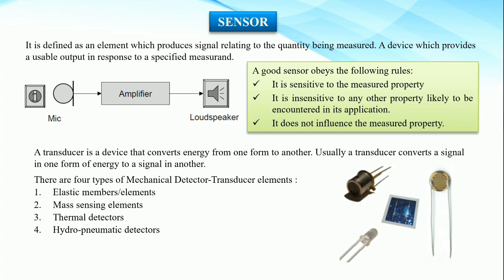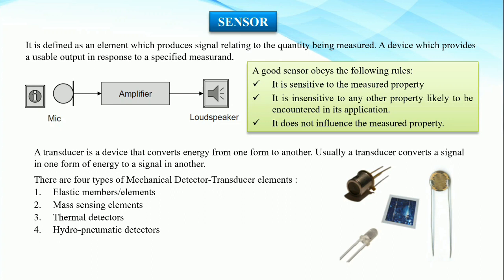Then we are dealing with the primary part, that is the transducer, sensors and actuators. A sensor is a device which provides a usable output in response to a specified measurement. A sensor acquires a physical quantity and converts it into a signal which is suitable for processing. This signal may be optical, electrical or mechanical, everything is possible.